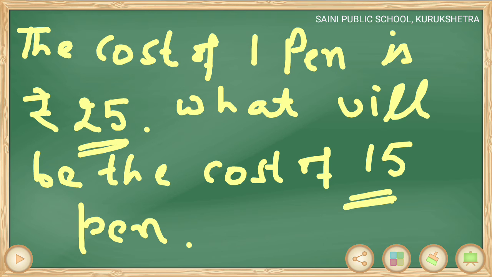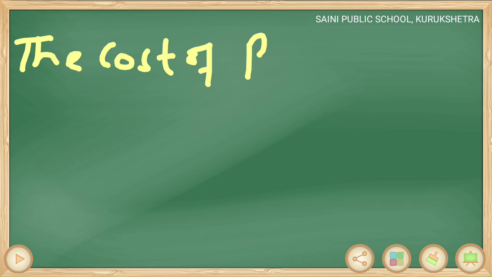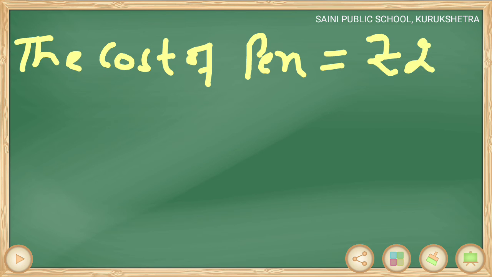So in this question again, the value of one thing is given to you. The cost of one thing is 25, and you have to find the cost of more than one thing, that is 15 things. So we have to do multiplication in this question. So let us start doing multiplication. How will you write? The cost of one pen is given to you. How much? The cost of one pen is rupees 25.